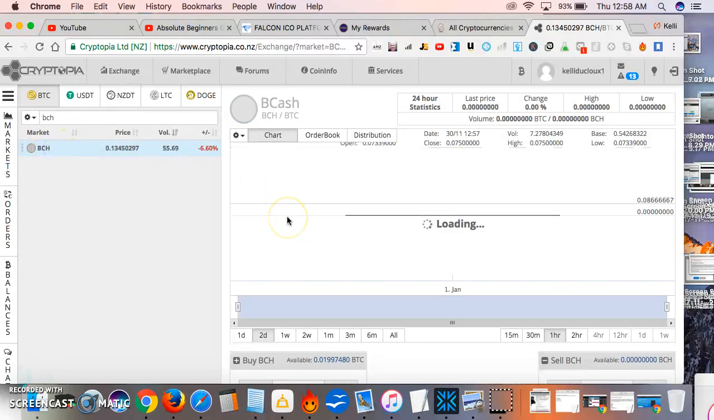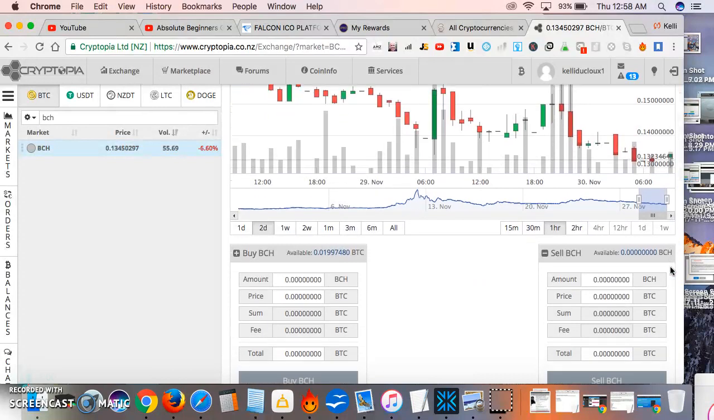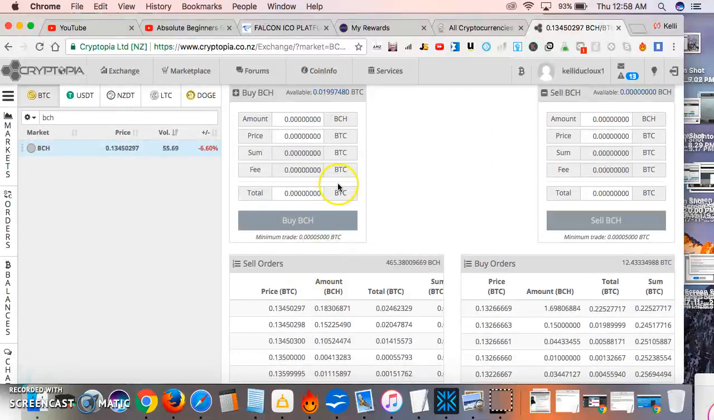Okay, we'll wait for it to come up, and it is loading. Okay, cool. Now that one's at a low amount, so I could technically get some of that one. Let's see. I have 0.019 Bitcoins available. Let me find somebody who's selling some of their BCH. They have it and they want to sell it. I have these and I want to get these.